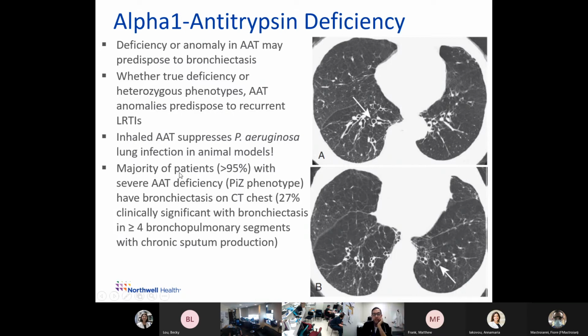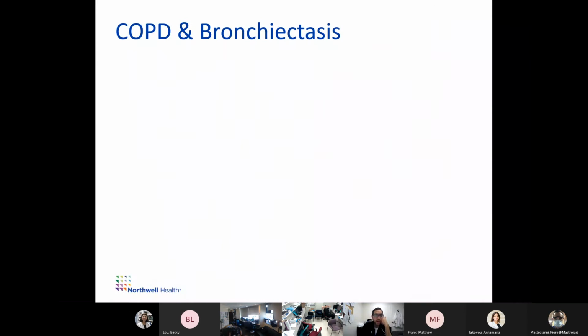the majority of patients who have alpha-1 antitrypsin deficiency, greater than 95% who have the PIZZ phenotype, will have bronchiectasis on CT. And of these 95%, about 27% of them will have clinically significant bronchiectasis with chronic sputum production and multiple bronchopulmonary segment involvement. You want to look for, again, like we said, pan-lobular emphysema in a young adult with obstruction on PFTs. If you see that pattern, then definitely checking an alpha-1 antitrypsin level and phenotype is very important.